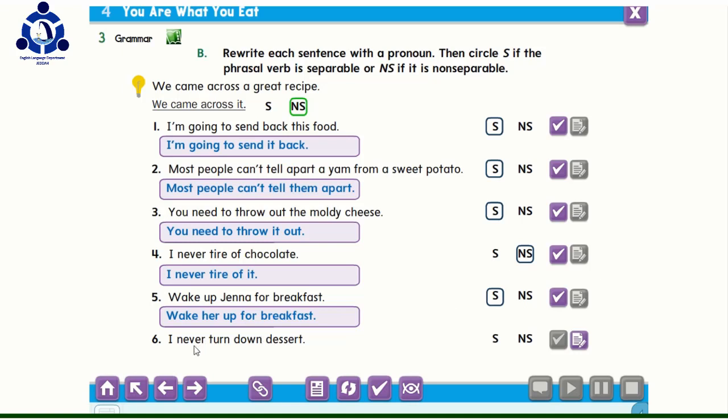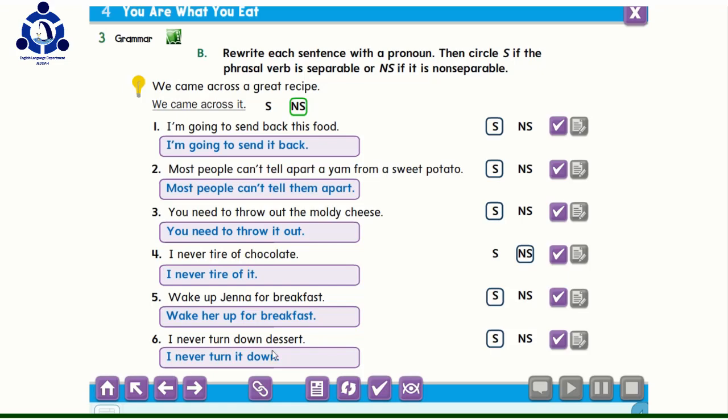The last one is, I never turn down dessert. Dessert is the noun object. I need to replace dessert with a pronoun. The suitable pronoun is it, and it will come between the verb and the particle. I never turned it down. And it is a separable phrasal verb.